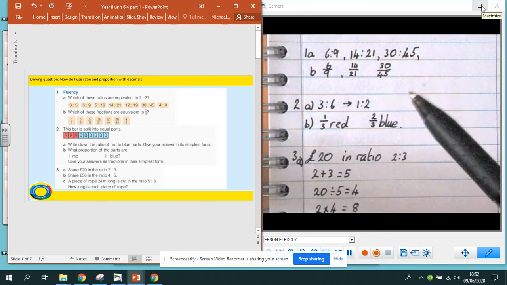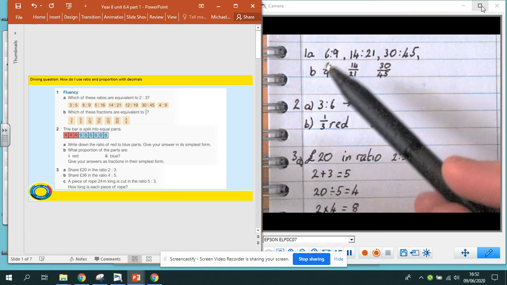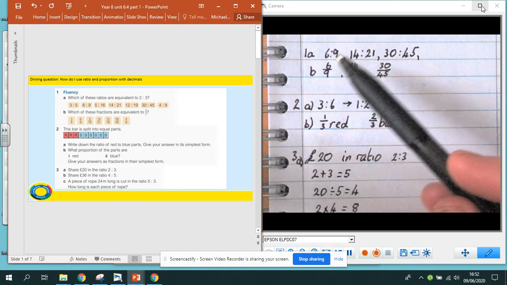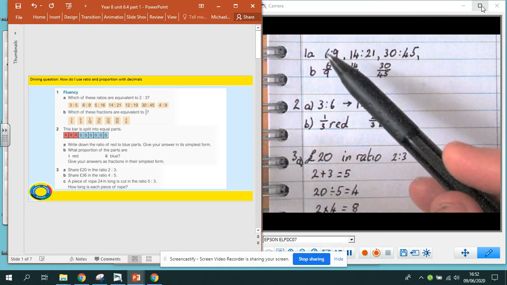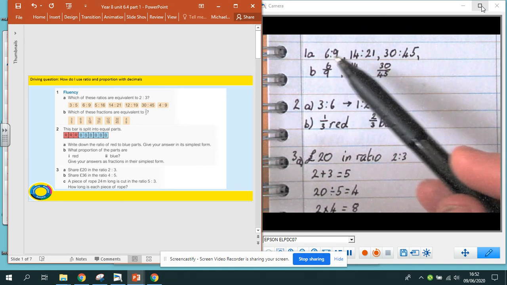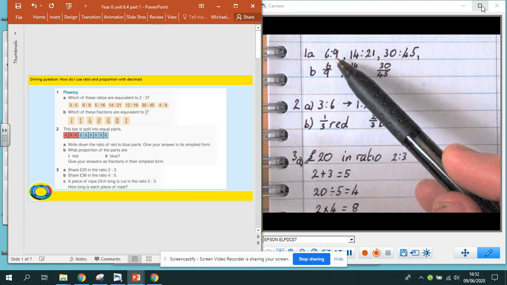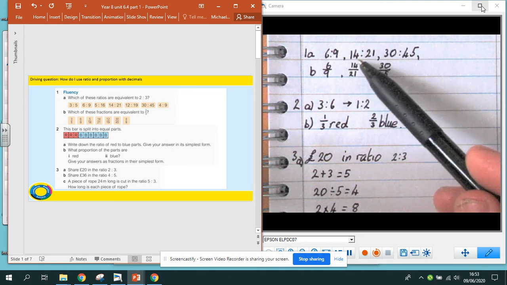Okay, so which of these ratios are equivalent to 2 to 3? Well, 3 to 5, both are prime numbers, you can't simplify them, so that can't equal 2 to 3. 6 to 9 can both be divided by 3, and that will get us to 2 to 3. 14 to 21 can both be divided by 7, which will get us to 2 to 3.